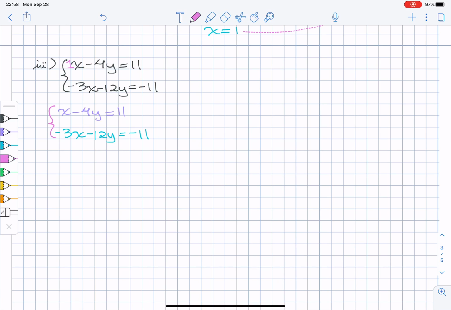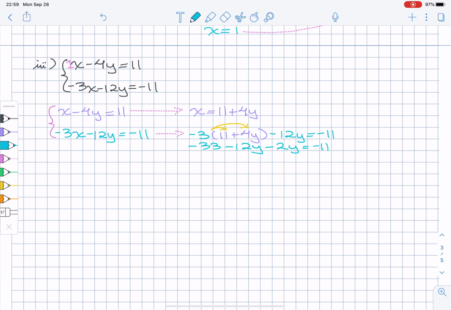Okay, so let's do this. I claim that x is going to be 11 plus 4y. Now I can plug that into the equation below, and I get negative 3 times x, which is 11 plus 4y, minus 12y will be negative 11. So let's distribute. So we get negative 33 minus 12y, minus 12y is negative 11.